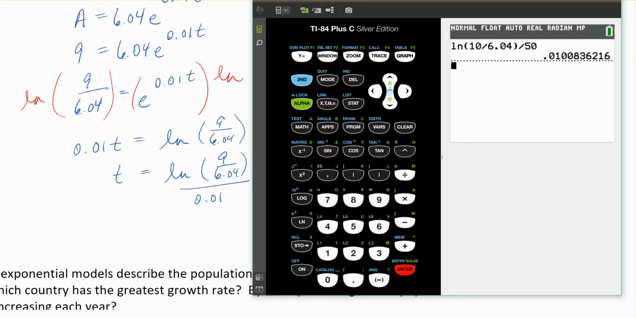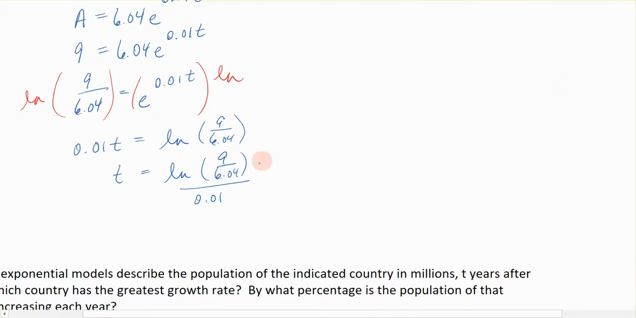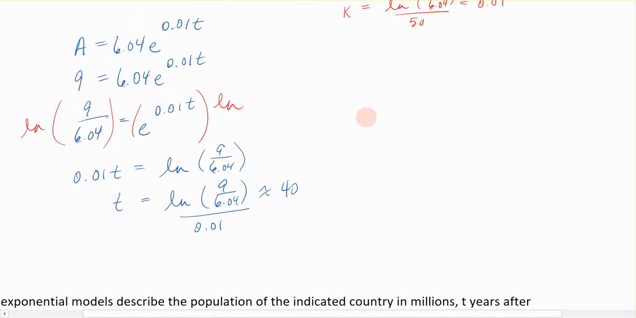We're going to take the natural log of 9 divided by 6.04 this time, close my parentheses, divide that by 0.01, and I find out that that is, rounding to the nearest year, approximately 40. Remember that my original starting date was 2000, so I'm going to add that 2000 to it. In other words, in the year 2040, Israel's population will be 9 million.